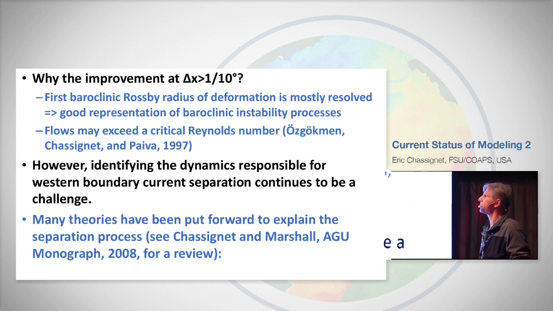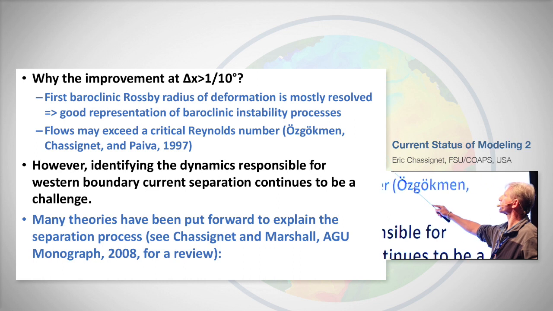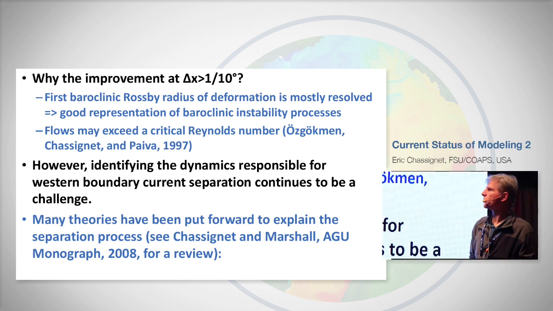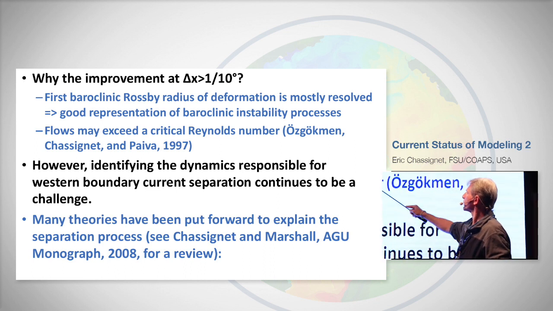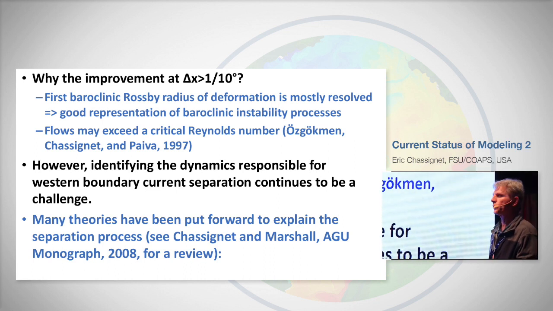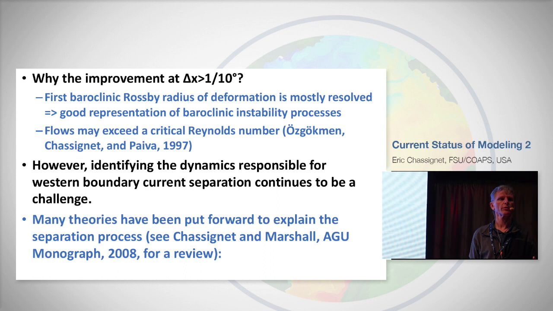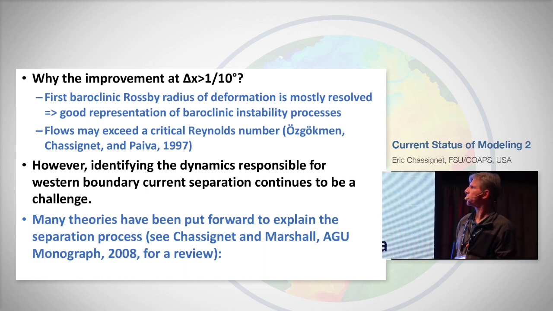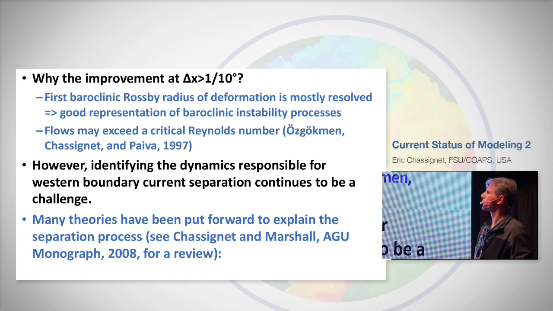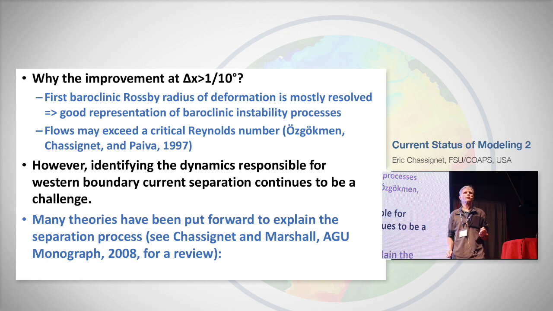So why the improvement as you increase the resolution to 1/10 of a degree? There are a couple of things that have been put forward. One is that you start to resolve the Rossby radius of deformation up to about 40, 50 north, and the other one is that the flows may start to exceed a critical Reynolds number.